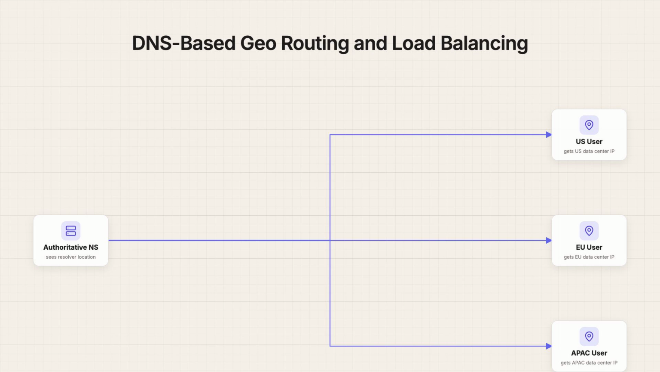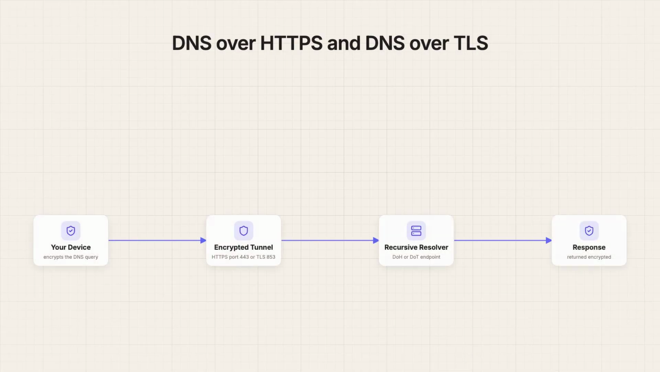Smart authoritative servers can return different A records depending on where the query comes from. By examining the IP of the recursive resolver, the authoritative server infers the user's region and returns the IP of the nearest or least loaded data center. This is DNS-based geo-routing and load balancing. Services like AWS Route 53 and Cloudflare DNS use this technique to route users to optimal endpoints without any application layer logic.